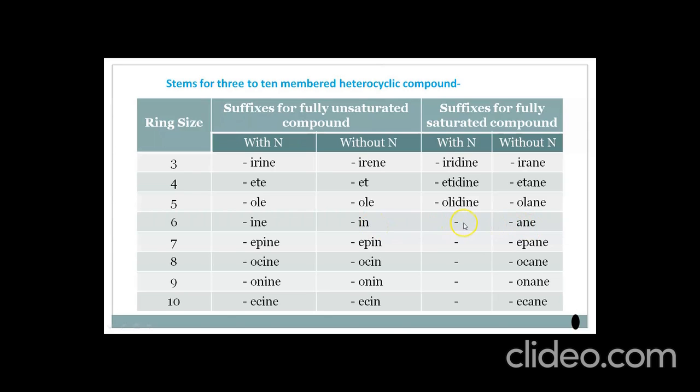For the 6-member ring, if it is saturated without nitrogen, we use the same stem, and no more any stem we use for the one with nitrogen. So according to ring size and the nature of the ring, whether saturated or unsaturated, we use this same stem. So you have to remember this. To know this, we have some examples.